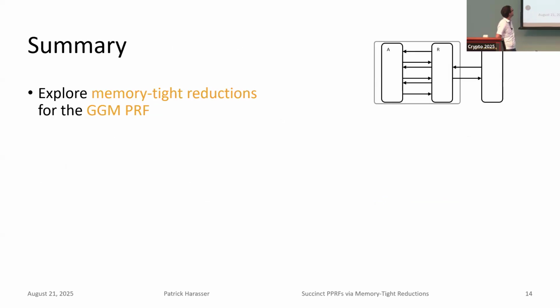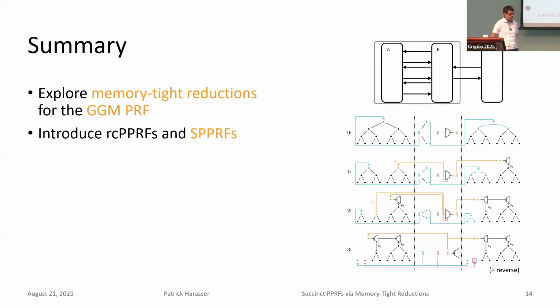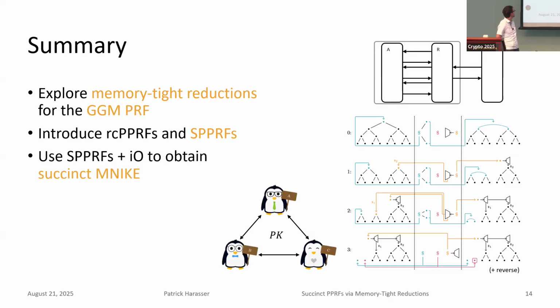Okay, so to wrap up, in this paper, we explore memory tight reductions for the GGM PRF. We show that they do not exist for general adversaries, but they do for adversaries that do not repeat queries. We observe that the reduction that we obtain naturally introduces the notions of RCPPRFs and SPPRFs, which maintain the advantages of regular PPRFs when used together with I/O while dispensing with the large program sizes, and then use SPPRFs and I/O to construct a succinct multi-party NIKE.